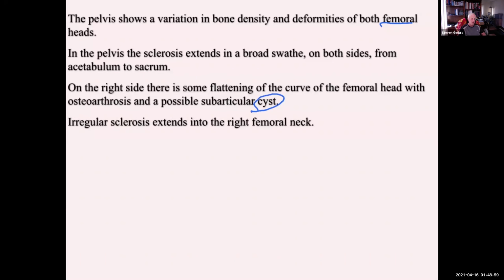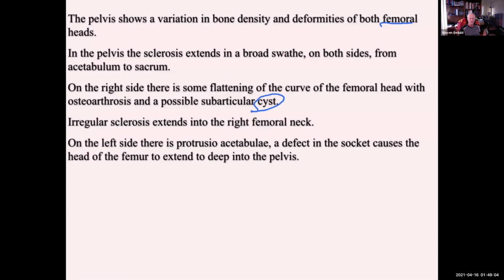Irregular sclerosis extends into the right femoral head and femoral neck of the femoral bone. On the left side, there's a possible protrusio acetabuli, which is a defect in the socket that causes the head of the femur to extend into the pelvis. You saw how they didn't line up the same. On that one side, the head of the femur is well extended into the hip joint.